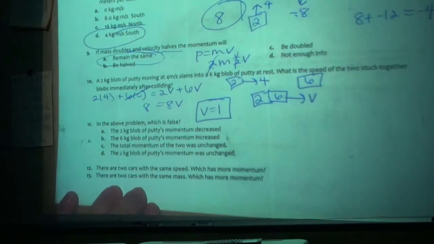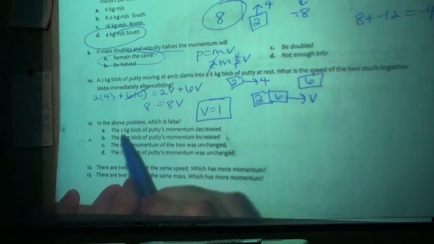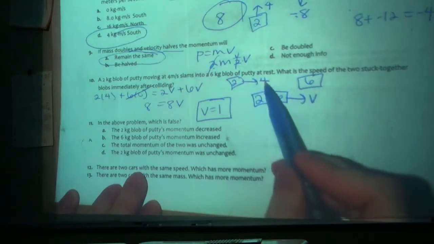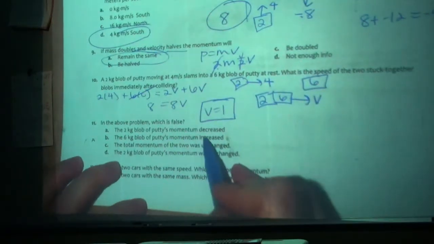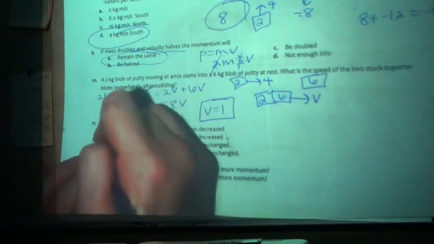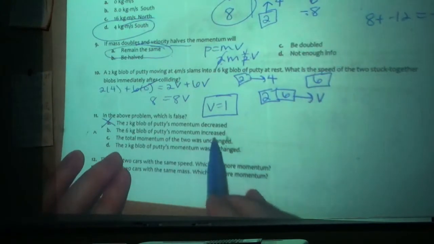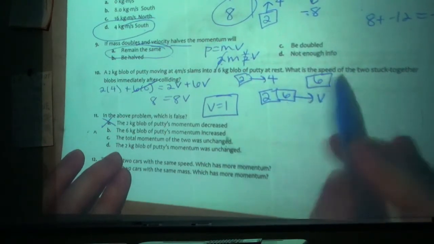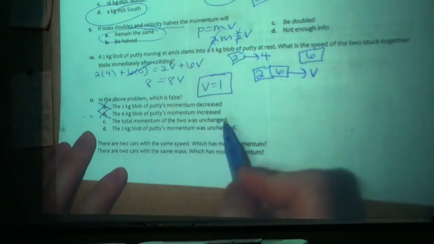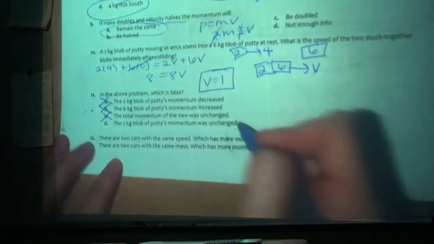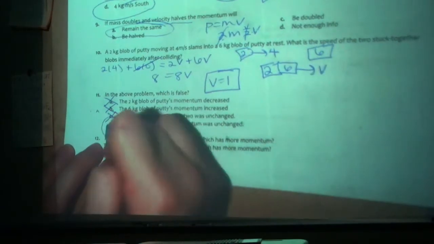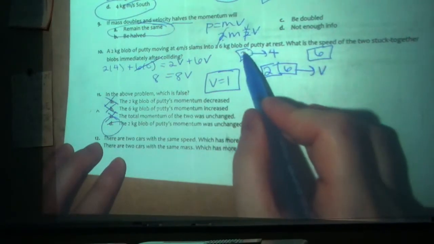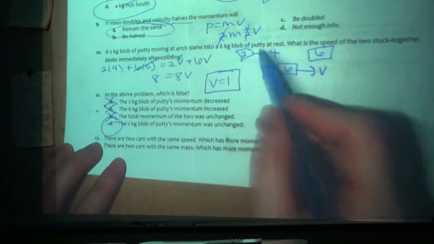In the above problem, which of the following is false? The 2 kilograms momentum decreased. Well, we just said when this one hits, it would slow down, so its momentum would decrease, so that's true. 6 kilograms increased. Well, it was at rest and now it's moving, so definitely increased momentum because it increased in speed. The total momentum was unchanged. That's always true. Total momentum stays the same. It's conserved. The 2 kilograms momentum was unchanged. So that is false because the 2 kilogram lost momentum because it went from a velocity of 4 to what?